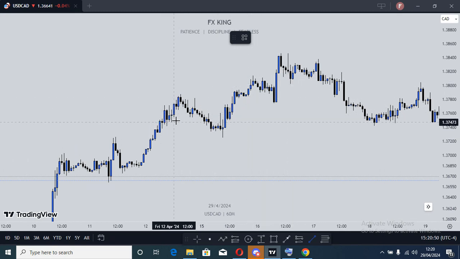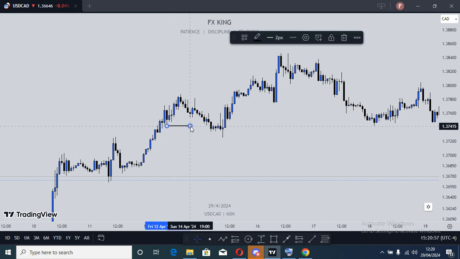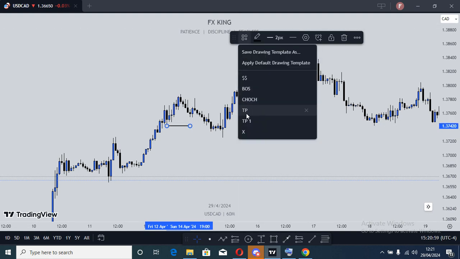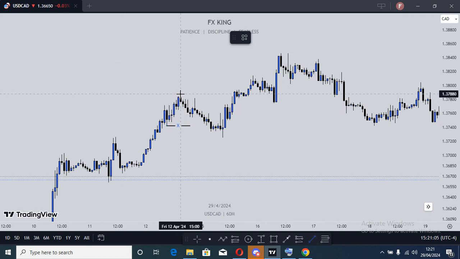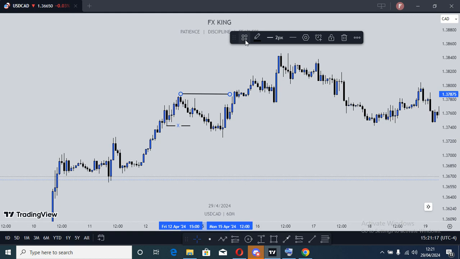So we start from here. This level is our last pullback to the upside. You mark that as inducement because that is what it is. Now moving up again, after this inducement has been taken out by this subsequent move, we have a break of structure. You can see price close above. This is called a break of structure.